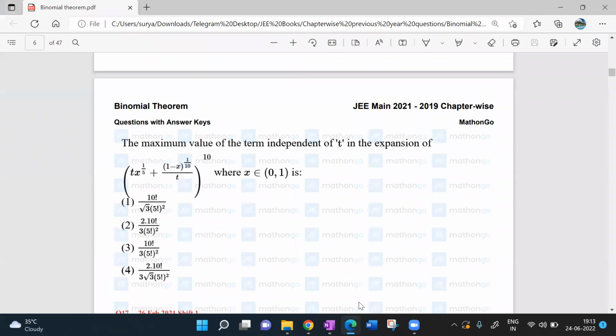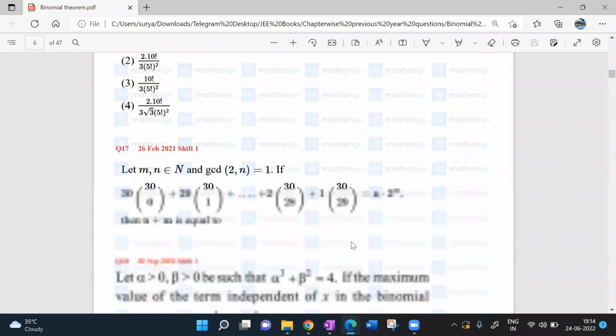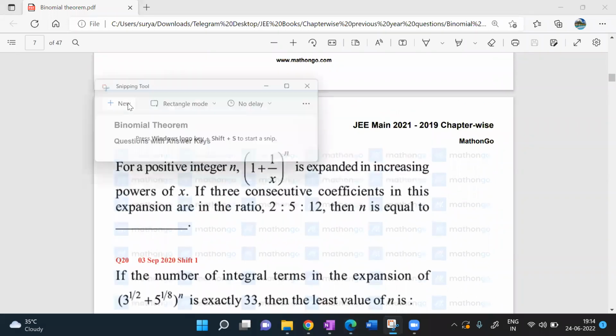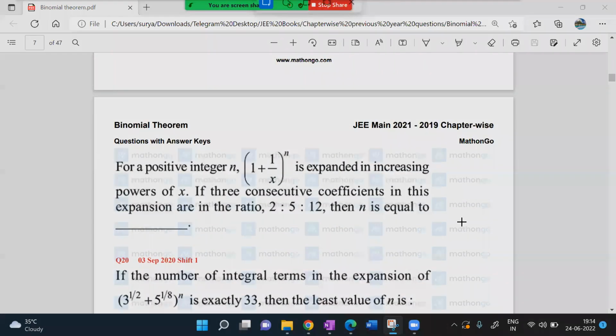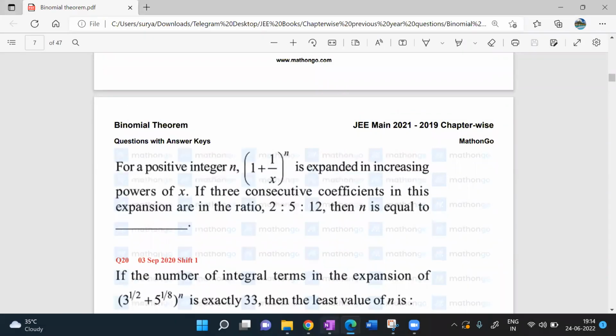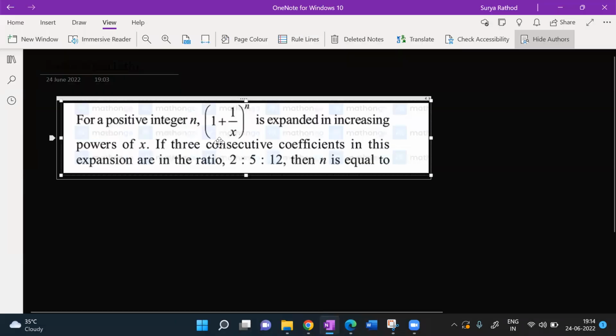So let's go with the binomial theorem today also, and tomorrow we will go with area under curves. Okay, guys. Now let me just give you the questions. Everyone take this question. Everyone solve this question.